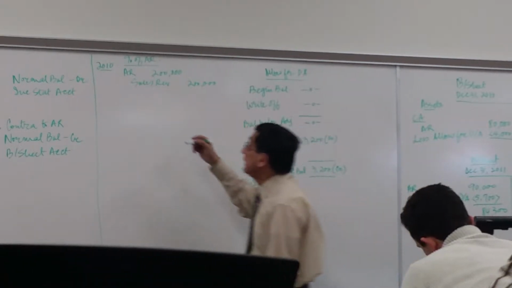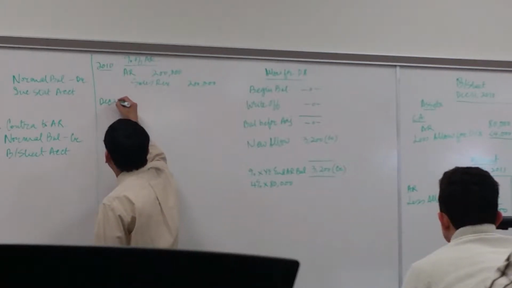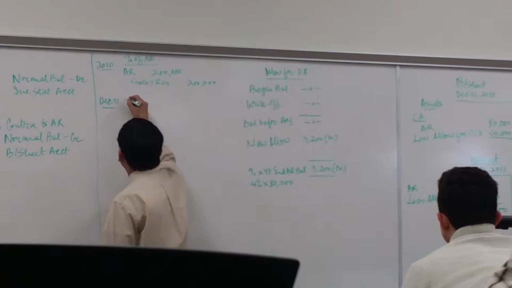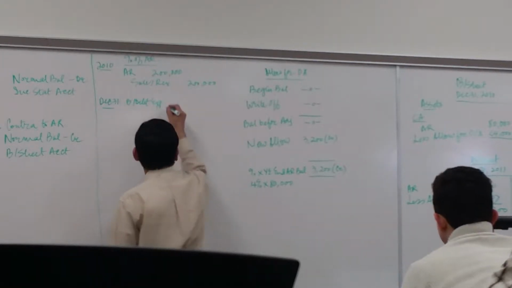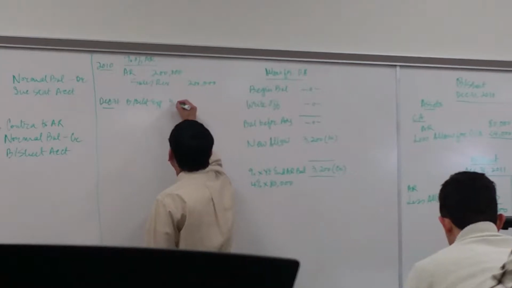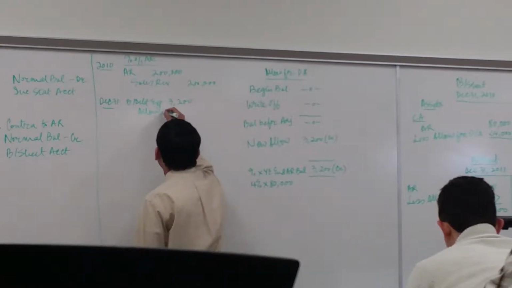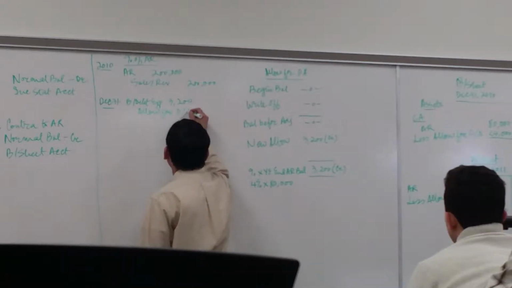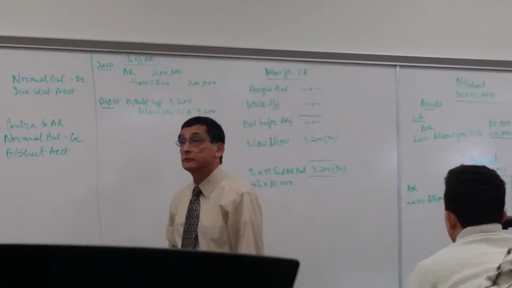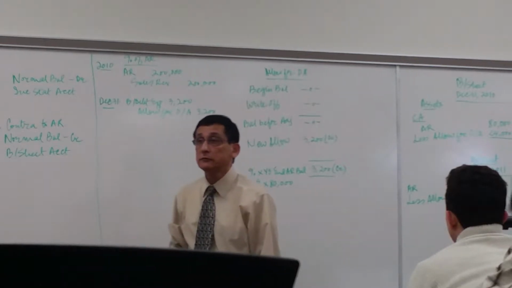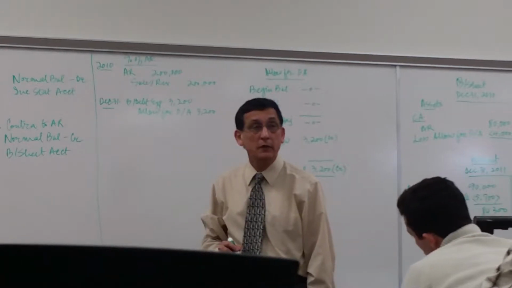So I'm going to create an allowance for 3,200, December 31st. Bad debt expense, 3,200, and allowance for doubtful accounts, 3,200. Good.